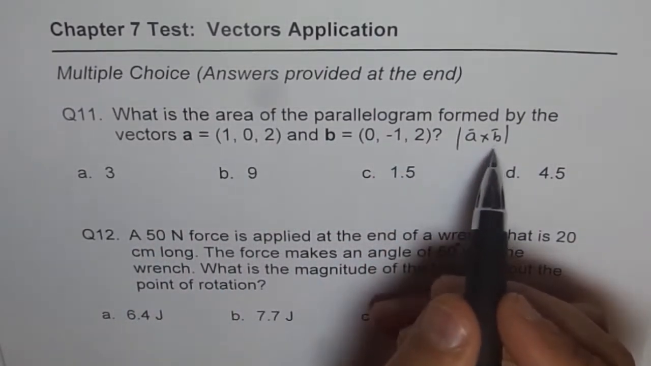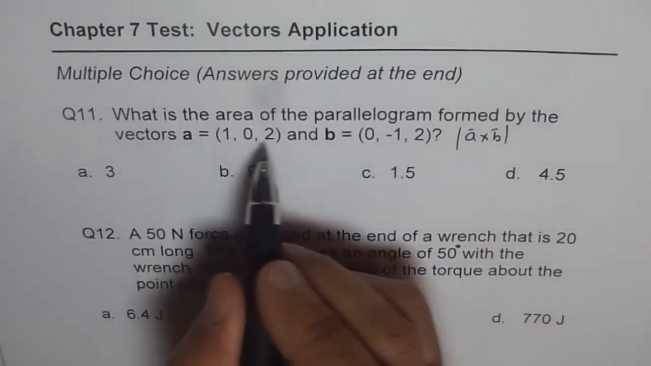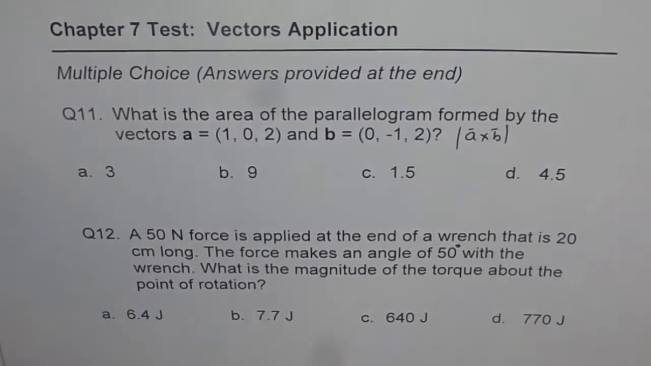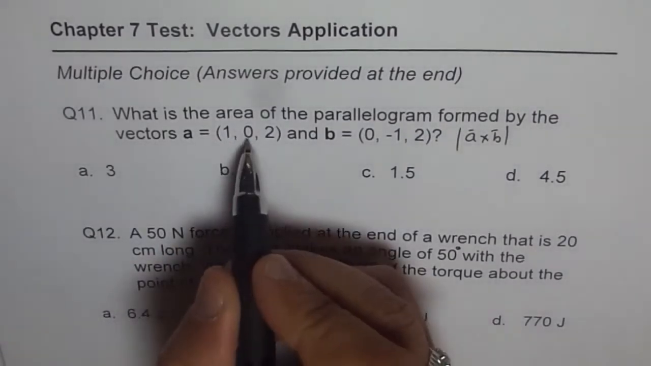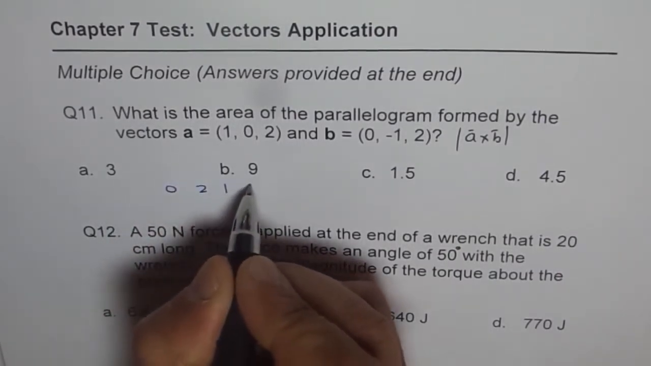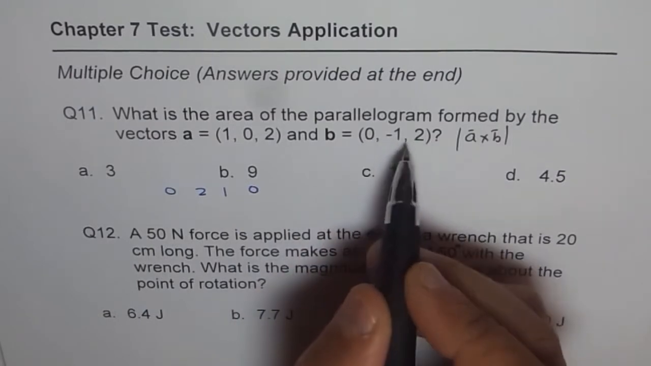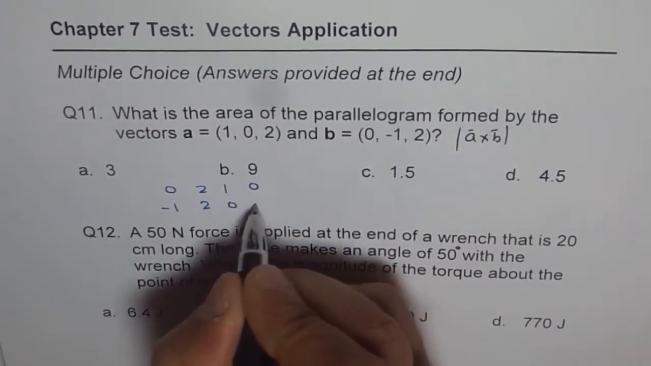So how do we do A cross B? A is 1, 0, 2 and B is 0, minus 1, 2. So let's write them down. In a way, we will write these vectors in a particular order so that it is easier for us to find the cross product. We'll start with the center number and write it first. So it's 0, 2, 1 and end with 0. Then we'll take the other vector, start with the center number, which is minus 1, 2, 0, minus 1.